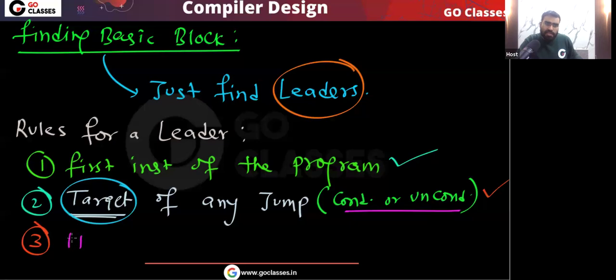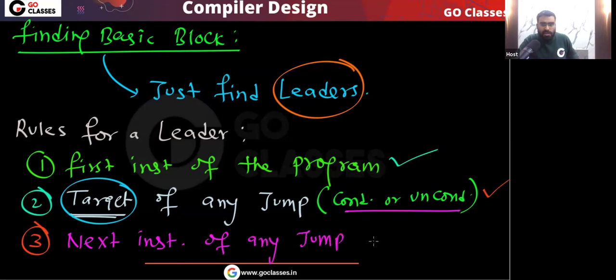So remember, the first instruction of the program is a leader. The target of any jump instruction, conditional or unconditional, is a leader. And the next instruction of any jump instruction, conditional or unconditional, is also a leader. These are very simple rules. Only 3 rules are there.